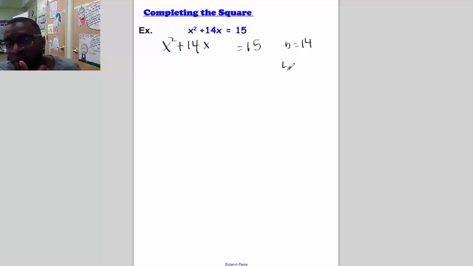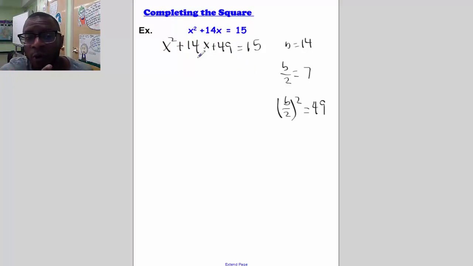And we're going to take b and divide it by 2, which gives us 7, and then we're going to square that value of b divided by 2. And so we get 49. Okay, and so this value of 49 will make the left-hand side of our equation a perfect square trinomial.